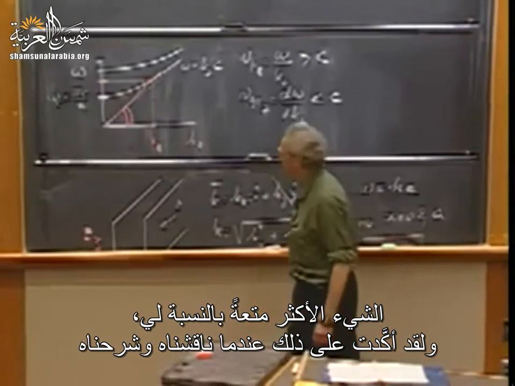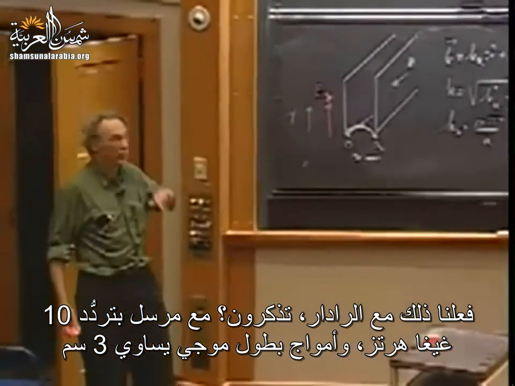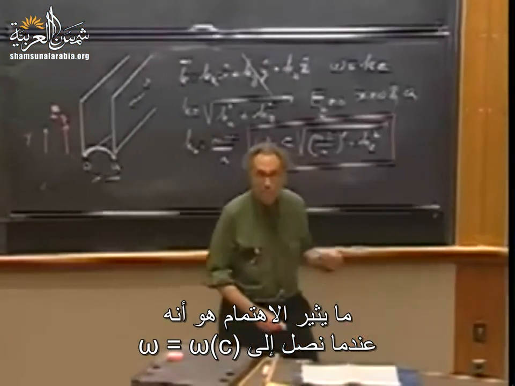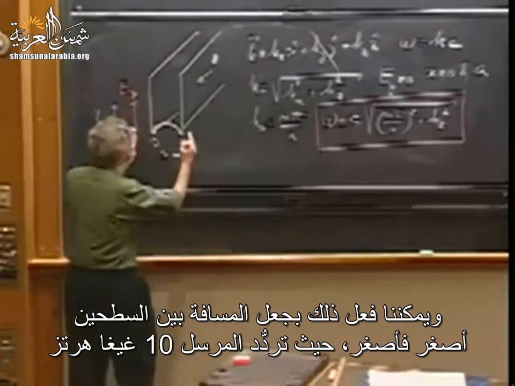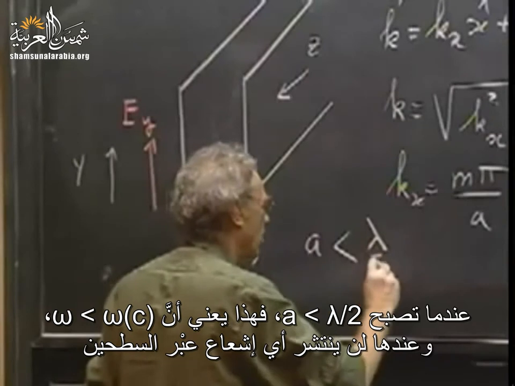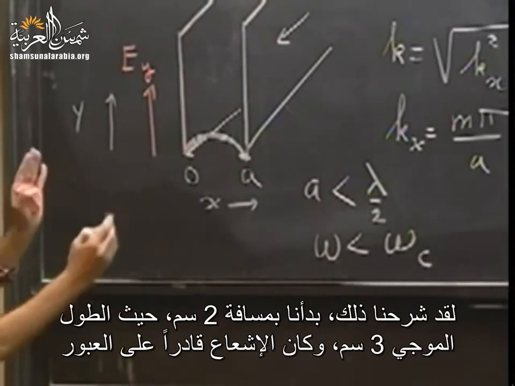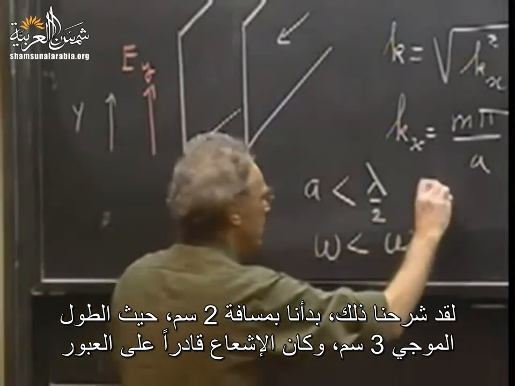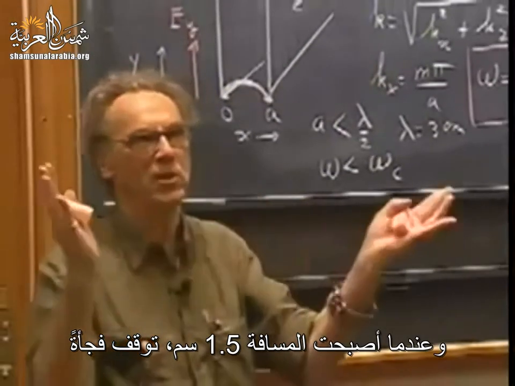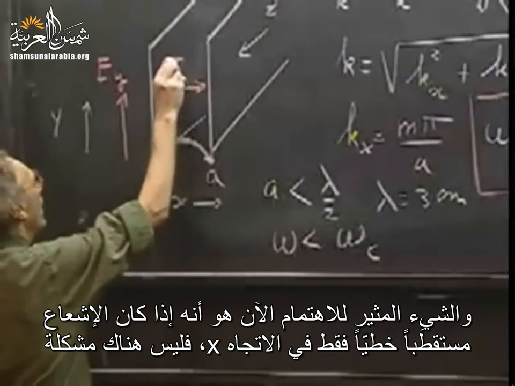Now, the most interesting thing for me is, and I stressed that when we discussed this, and I even demonstrated that, we did this with radar, remember, with the 10 gigahertz transmitter, the 3 centimeter waves. The most interesting thing is what happens if you reach omega equals omega c. We made the gap smaller and smaller, and when a became less than lambda over 2, that means omega became less than omega c, then no radiation will propagate through anymore. In the demonstration, lambda was 3 centimeters, and we started out with a gap of about 2 centimeters, and radiation went through, and the moment we hit 1.5 centimeters, it stopped abruptly.